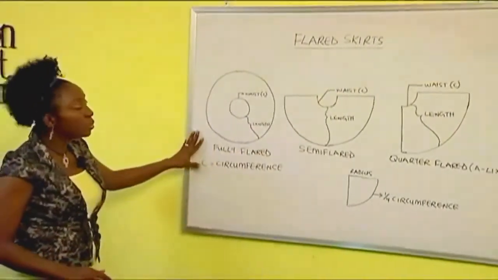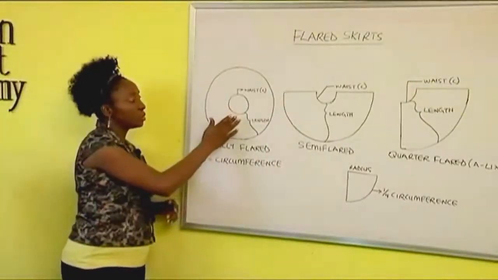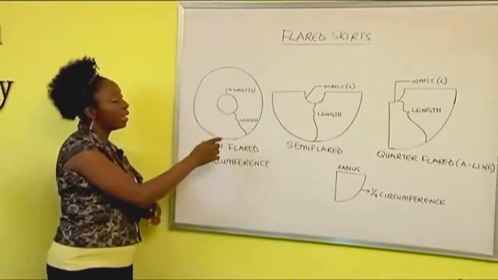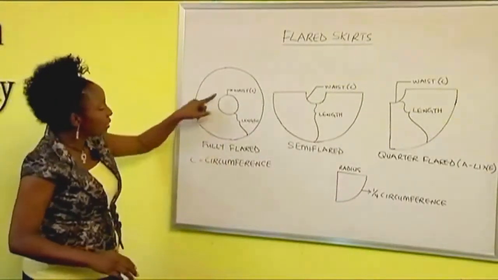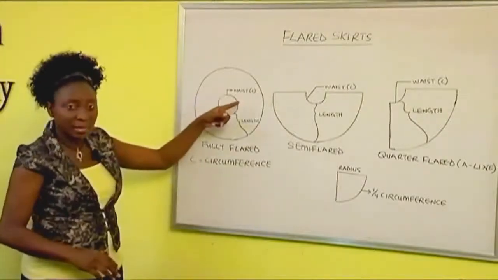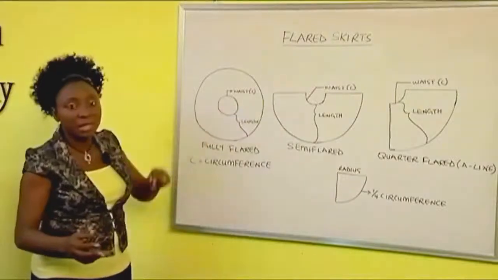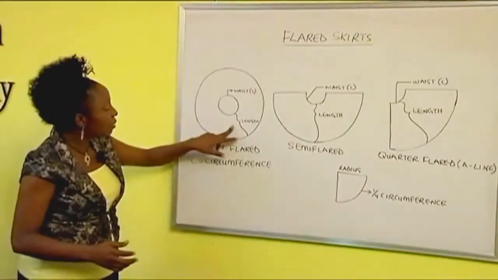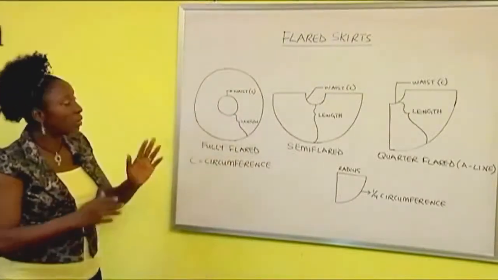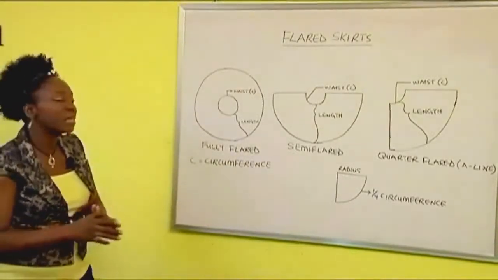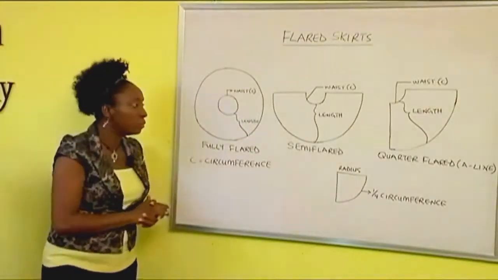Now take a look at the fully flared skirt. As you can see, it's made up of two circles. That means you can see an inner circle and an outer circle. This inner circle represents the waist, which mathematically is called the circumference. That's what the C is for. Then the length is here, in between the two circles. Now the fully flared skirt is made up totally of a full circle and an internal circle.